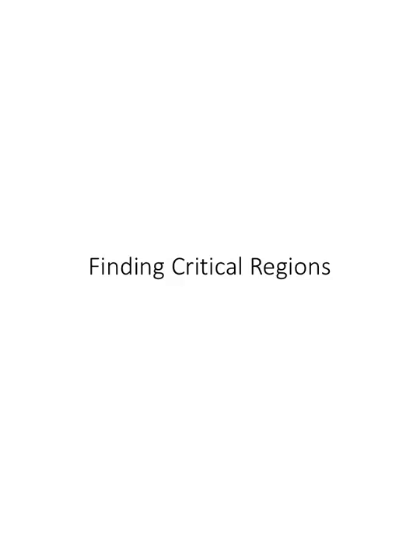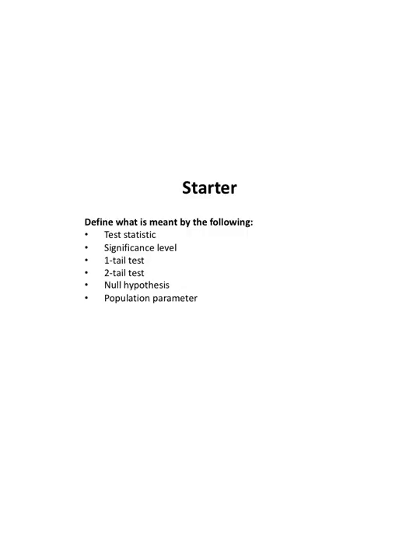Right, in this video we're going to look at finding critical regions and finding critical values. Just as a quick starter, I'd like you to see whether you can now define what is meant by a test statistic, significance level, a one-tailed test, a two-tailed test, a null hypothesis and the population parameter. If you're not sure about those definitions, then please go back and check them in your textbook and make sure you get familiar with them.